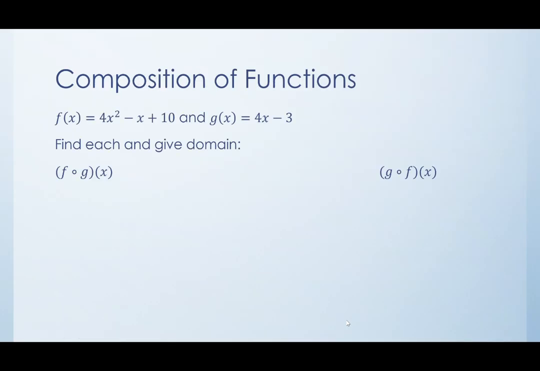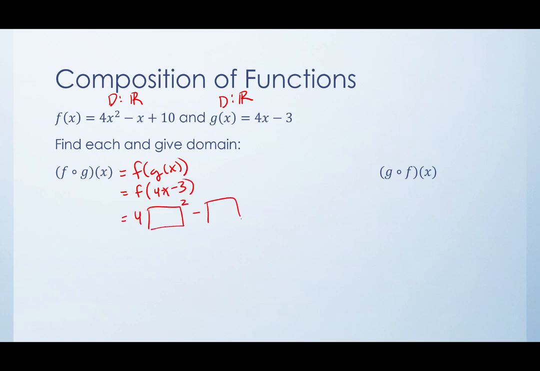So we're going to do another example here. We are looking at a quadratic and a linear, similar to what we had before. First off, what's the domain of f? Domain is going to be all real numbers for f, also for g, so that's good. Okay, so f of g of x. f is eating g, so this is going to be f of 4x minus 3. So we've got 4 something squared minus something plus 10. And what's going in for the input? 4x minus 3.